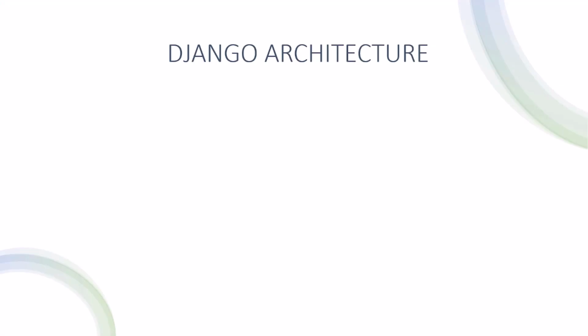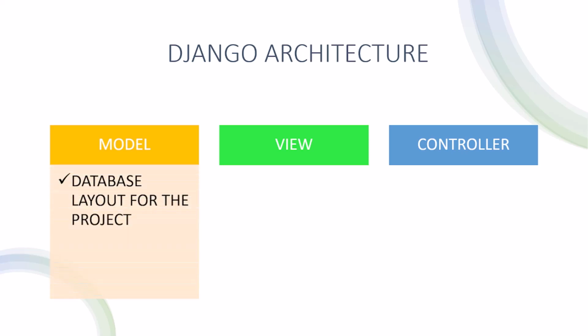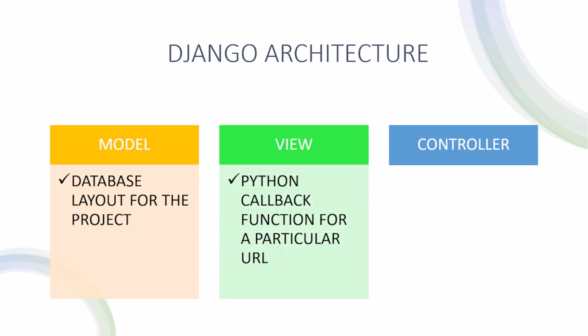Now let's talk about the Django architecture. You may have heard the terms model, view, controller if you worked with web frameworks. Let's look at these in terms of Django. The model part of the architecture, of course, deals with the database layout for the project, as we saw earlier. The view in terms of its architecture is a Python callback function for a particular URL or uniform resource locator. As I said earlier, we'll talk more about views as well as the callback functions in the next session.